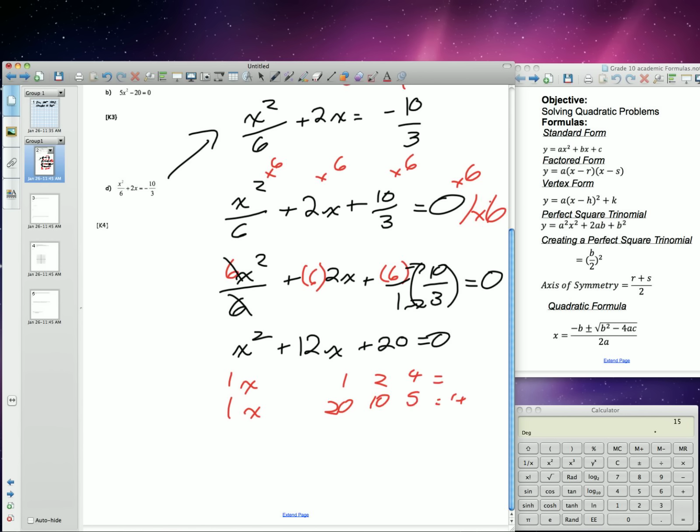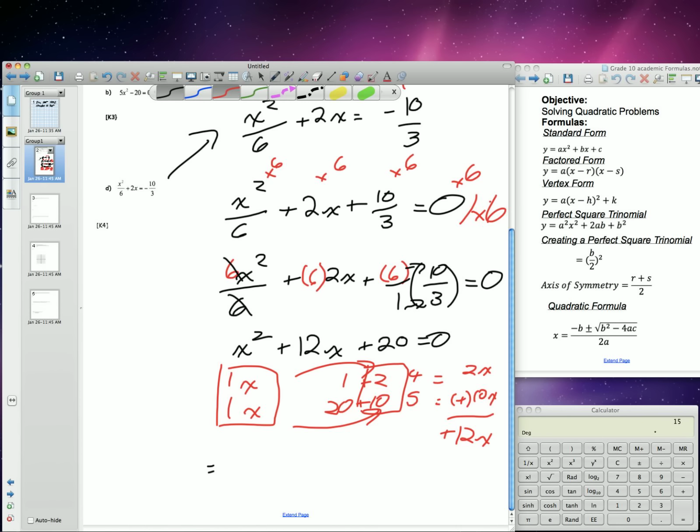So factors of the first term are 1x and 1x. Factors of the last term: 1 and 20, 2 and 10, and 4 and 5. I think that's it. The products need to add up to positive 12x. Anyone know what we're going to use? 10 and 2 is what we're going to be using here. When we multiply across, we'll get 2x plus 10x, which is 12x. So they're both going to be positive.